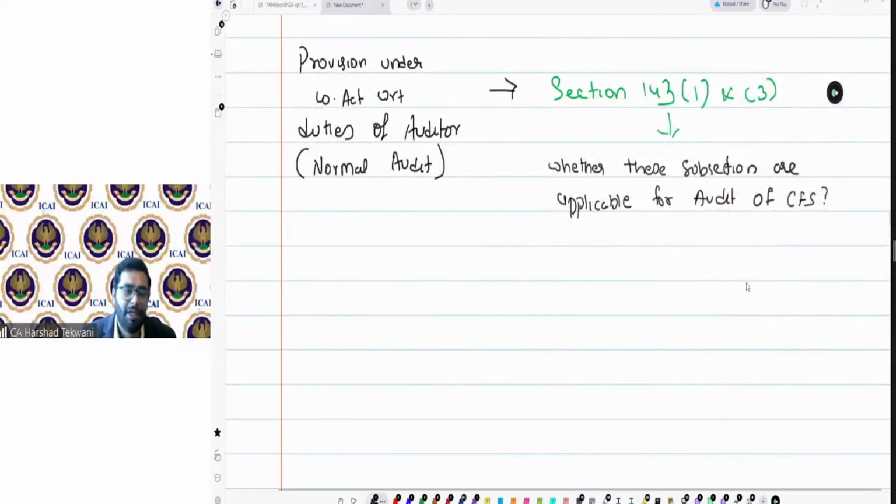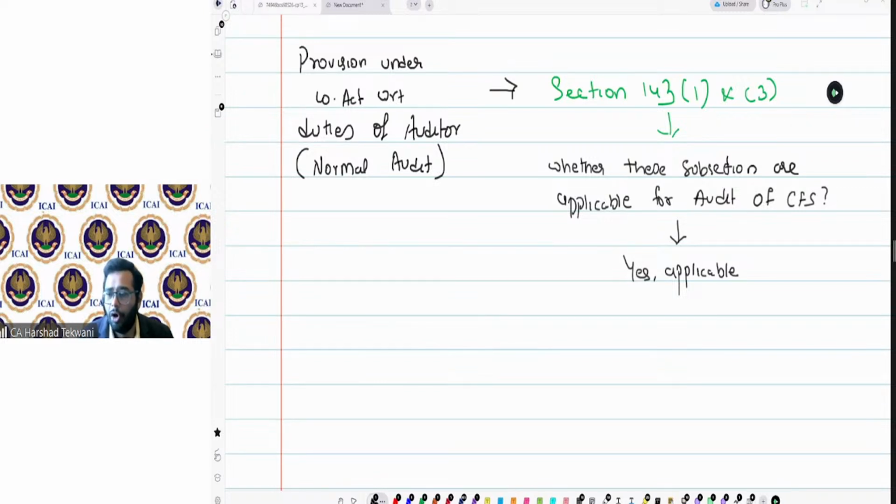Very good, Tanisha. Yes, they are applicable. Section 143(1) and 143(3) are applicable to the audit of consolidated financial statement. Okay, they are applicable. It's part and parcel for the auditor. Now, why are they applicable?